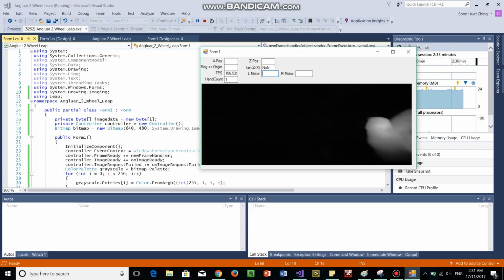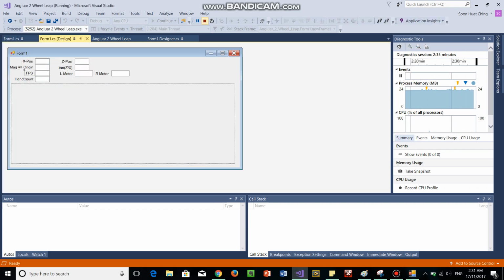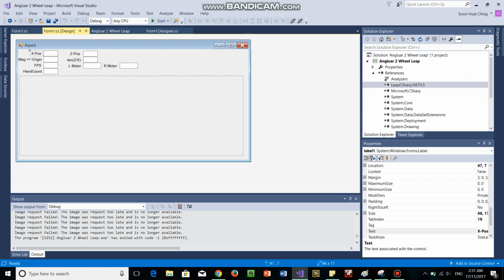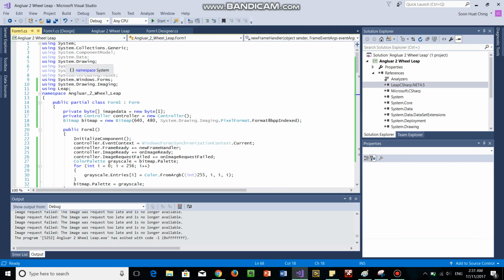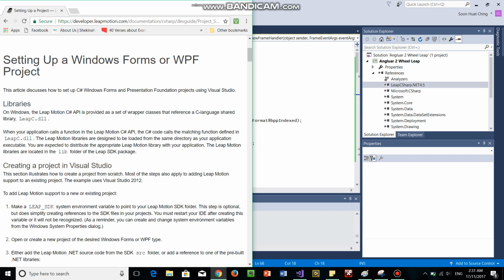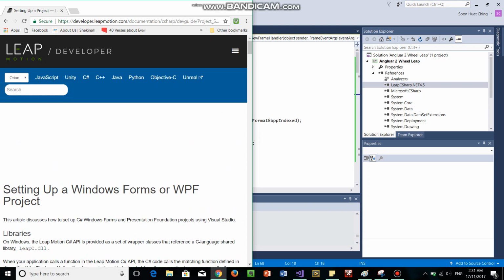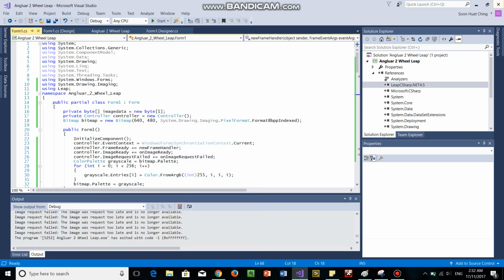So let's move into the code and see what we can find from here. Here are all the labels, and here are all the text boxes. There's only one picture box to display the output of the Leap Motion sensor. So in Form 1, where the code is, if you do not know how to set up a project for Leap Motion, I recommend the setting up of a Windows Forms or WPF project on the Leap Motion developer website. Alright, without further ado, let's move into the code itself.